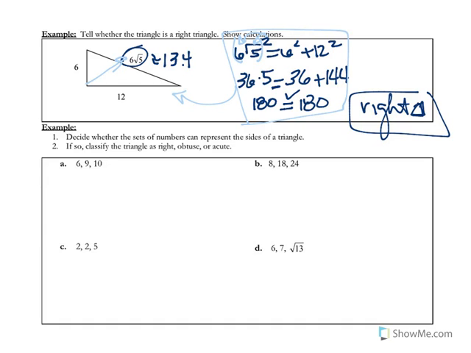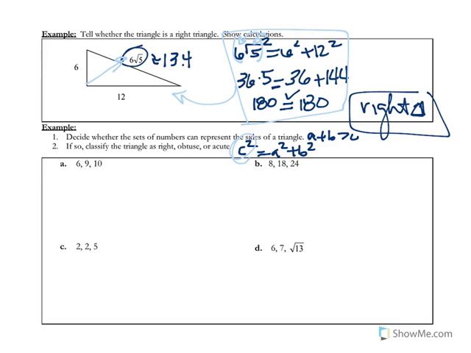Okay, the last 4 examples that we have to do say decide whether the set of numbers can represent the sides of a triangle, and if it does, then we're going to classify the triangle as right, obtuse, or acute. So first thing we have to do is see if a plus b is greater than c. And if that's true, then we have to do the Pythagorean theorem. And I like to do c squared equals a squared plus b squared, because if you think of things in terms of c squared, I think it's easier to decide whether it's acute or obtuse based on our converse that we have on the other page.